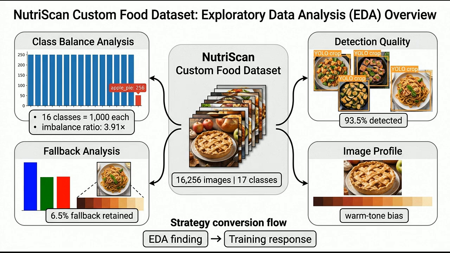The second risk was detection quality. The detection pipeline achieved 93.5% overall, but 6.5% of images required full image fallback, meaning no useful crop was found. The third risk was the color profile. Food images have a strong warm tone bias, dominated by reds, yellows, and browns. These findings were not just descriptive. They directly drove the modeling choices: augmentation, ImageNet normalization, class-weighted loss, weighted random sampler, and per class F1 reporting.